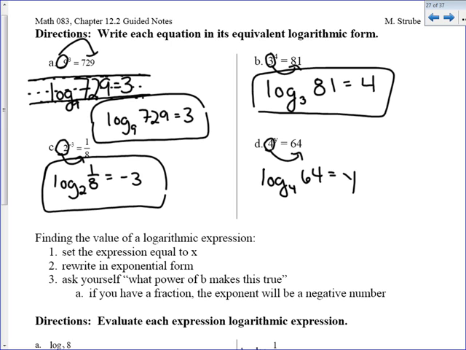I'm going to tell you, it doesn't get a whole lot worse than that for our logs. If you know how to go between the two forms, we're going to use a few more rules of exponentials and evaluate. But there's not too much more to our logs in this class. Questions?